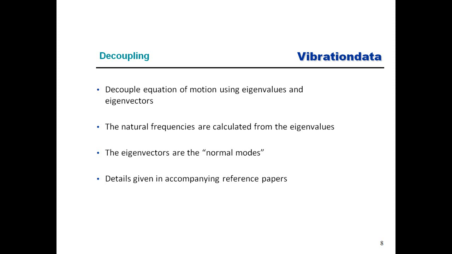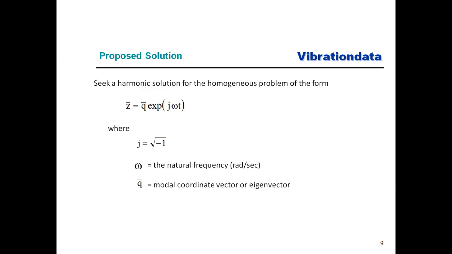So the way we're going to do our decoupling is we're going to use eigenvalues and eigenvectors. And our natural frequencies are going to be calculated from the eigenvalues. So I might get a little bit sloppy and just use eigenvalues and natural frequencies interchangeably. And then our eigenvectors are the normal modes. These are orthogonal mode shapes. We'll be talking more about those. And the details for all of these derivations and transformations are given in the papers on my website, but we are going to go through some highlights here.